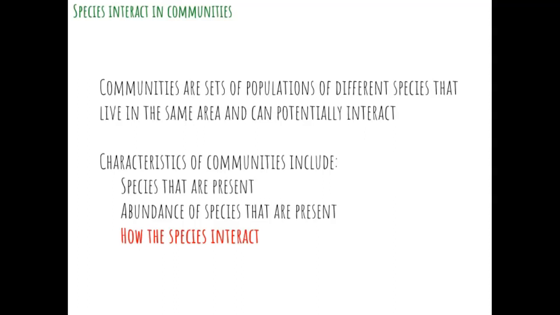So it's just a group of populations of different species in the same area that have the potential to interact with one another. And community ecology looks at the way that those species interact with one another and the consequences for each of those species. So when we're looking at different communities, we can look at a few different characteristics. So we can look at the species that are present, the abundance of the species that are present, so how many different individuals of each species are there, and importantly, how do those species interact with one another and influence each other?